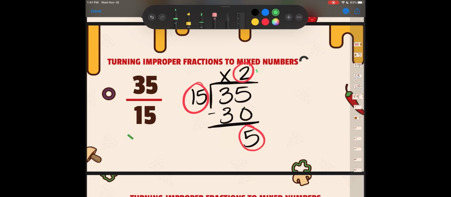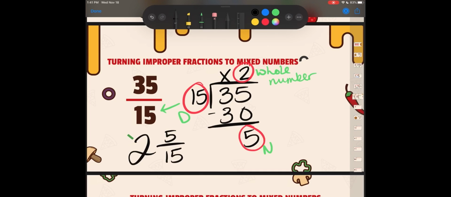So here are my important pieces: 2, 5, and 15. 2, the whole amount of times 15 went into 35, is our whole number. 15, our denominator, is going to stay our denominator. And my remainder is going to be my new numerator. It's my leftover piece that didn't quite make a whole number, right? So we put that all together to make our mixed number. 35/15 is equivalent to 2 and 5/15.